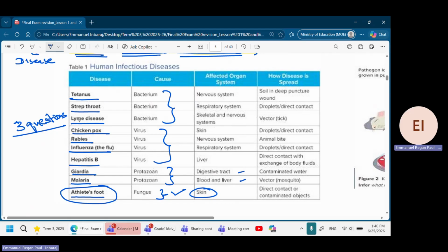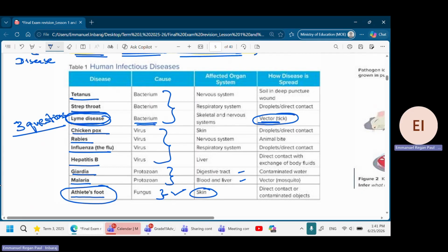Okay. Then another important one is Lyme disease. This is very important. Many times they have asked about Lyme disease. It is caused by bacteria, mainly this one. How will this disease spread? The disease spreads through vectors. Vectors like ticks. Mosquitoes are also usually vectors, but this Lyme disease spreads by vectors.